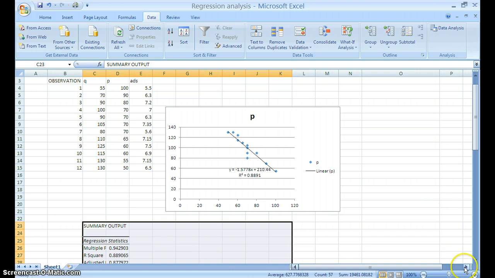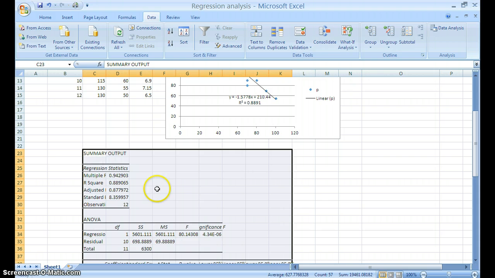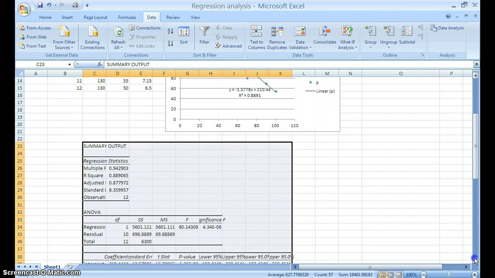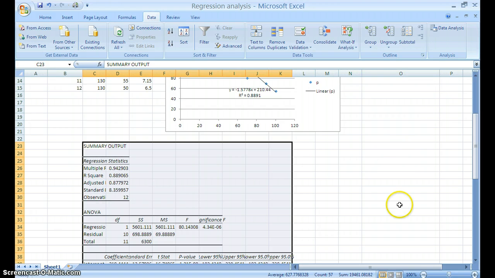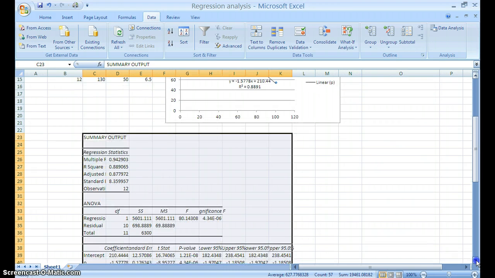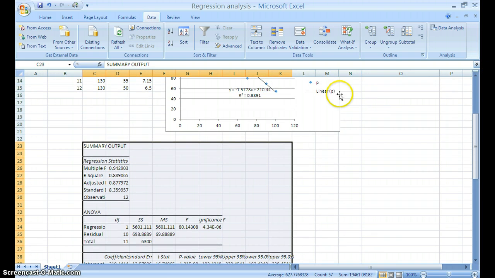There it is. There's the ANOVA. Now look what we have in this ANOVA analysis. Look at the coefficient. The R squared is 0.88906. That's really close to the same thing there. And the coefficients down here, the intercept is 210.44, which is the same as we got up above. And the coefficient times price is minus 1.57778. And let's look up here. That is the same thing we got here.